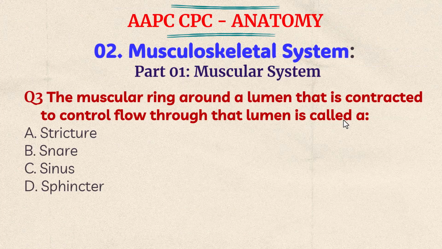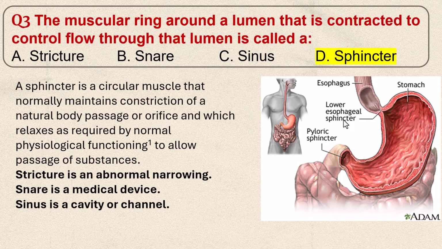Question number 3. The muscular ring around a lumen that is contracted to control flow through that lumen is A. Stricture, B. Snare, C. Sinus, D. Sphincter. So think of the answer. The correct answer is D, sphincter. A sphincter is a circular muscle that normally maintains the contraction of a natural body passage or orifice and which relaxes as required by normal physiological functioning to allow passage of substances.